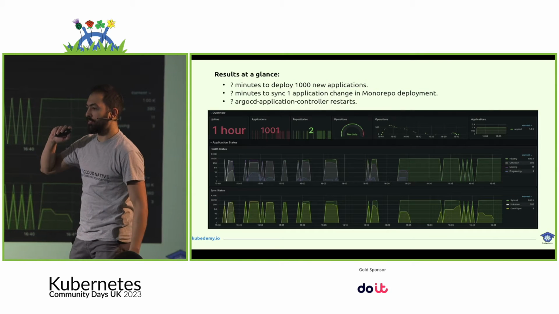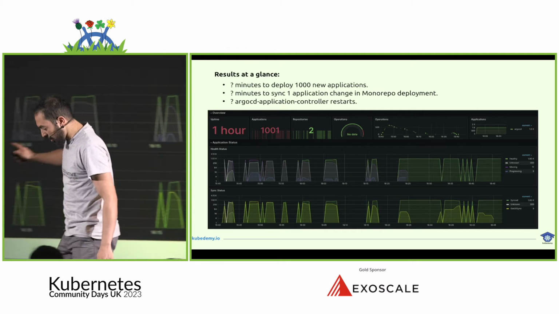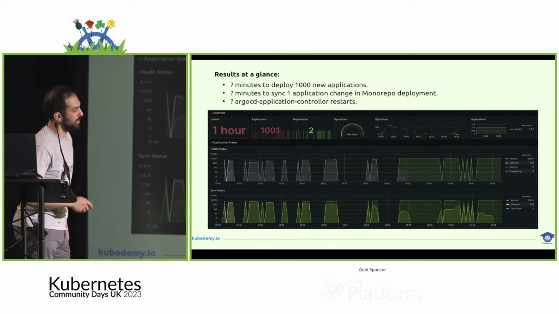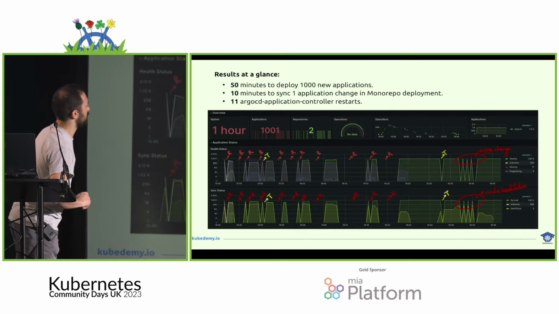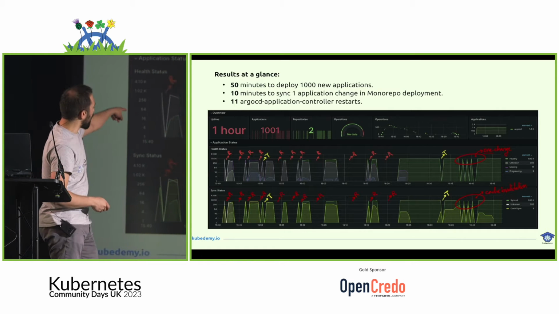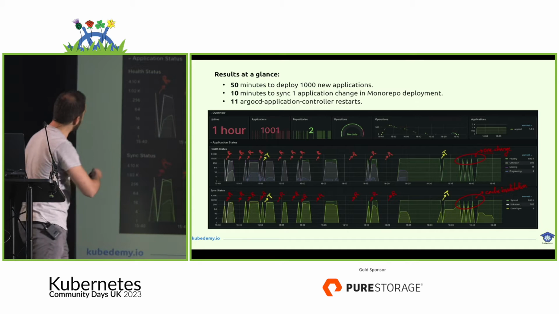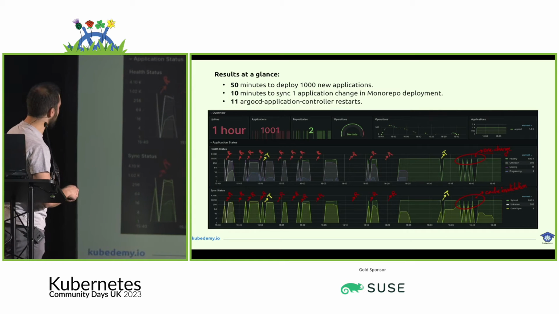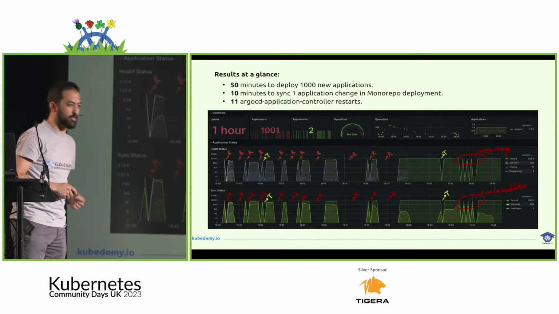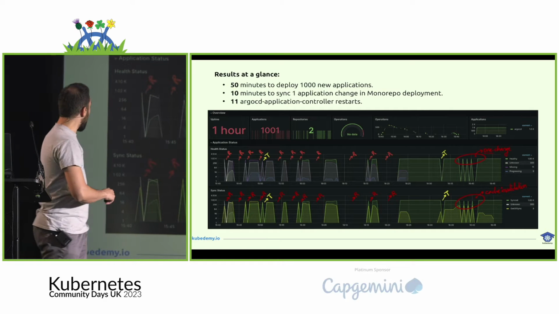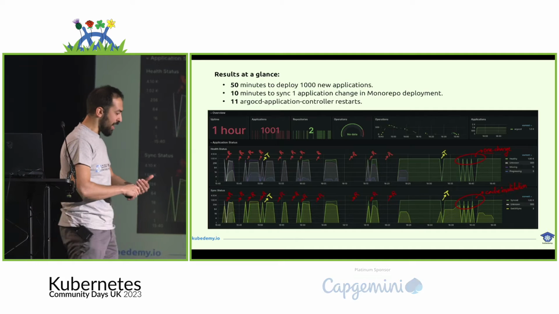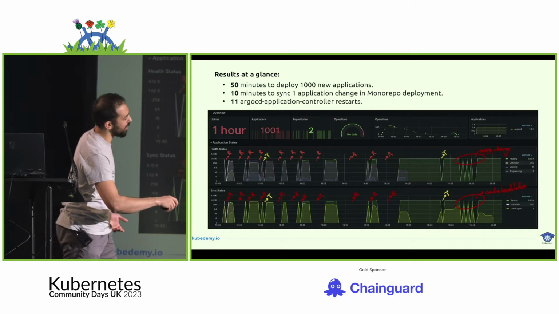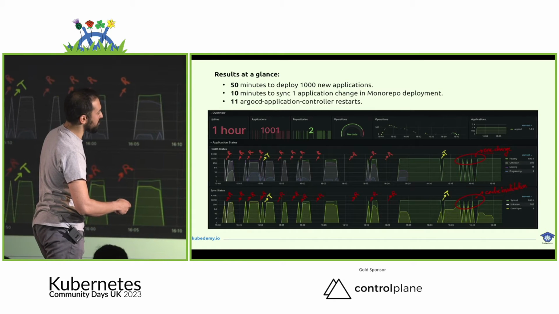And this is the Grafana result. Anyone can analyze it. What really happened in the infrastructure? Take a look. When you deploy 1,000 applications, you can see here, this is 1,000 applications. After deploying them, the Argo application controller gets restarted because it can't support the load. After that, it comes up again, and because of the huge load, it gets restarted again, and again, and again, till here. Then 1,000 applications are ready.